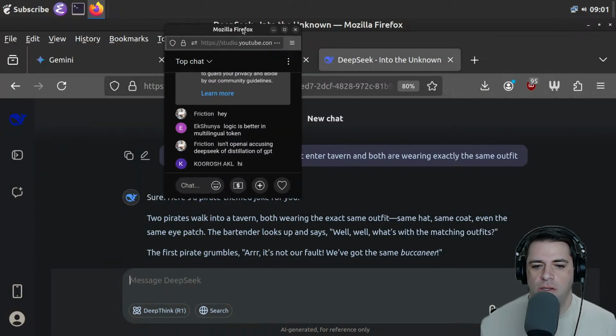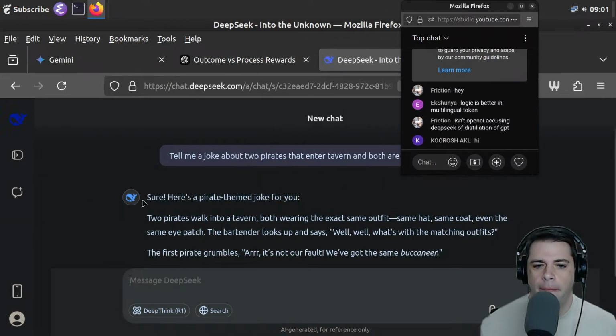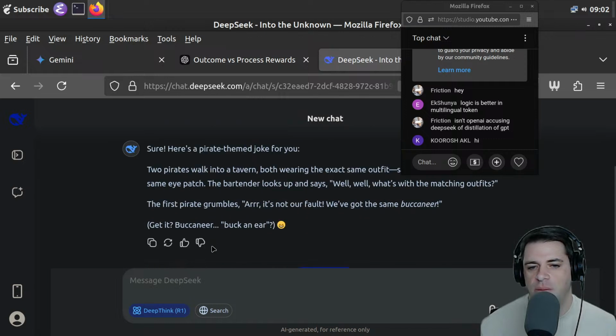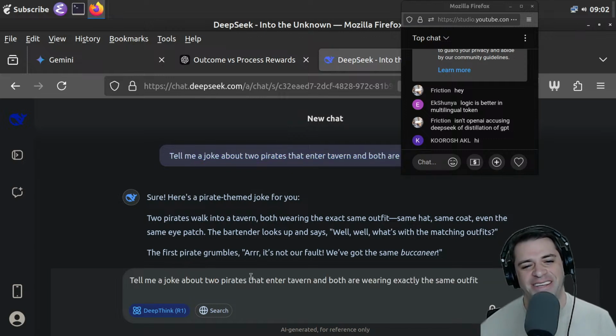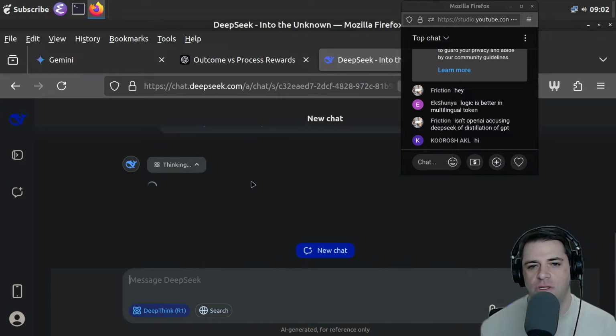Oh, I don't get the thinking tokens here. Is that something I can turn on? Okay, so here's my pirate joke. Two pirates walk into a tavern, both wearing the same outfit, same hat, same coat, even the same eye patch. The bartender says, well, what's with the matching outfits? And the first pirate grumbles, we've got the same buccaneer. That's not how that works. Let's see. I'm going to click the DeepThink R1 and see if it's going to produce a different one.